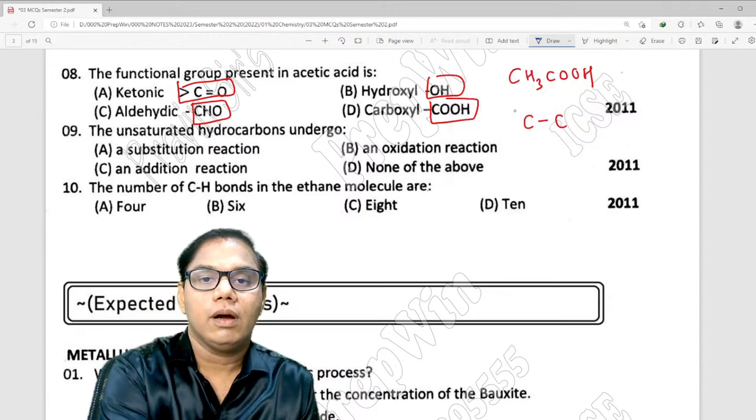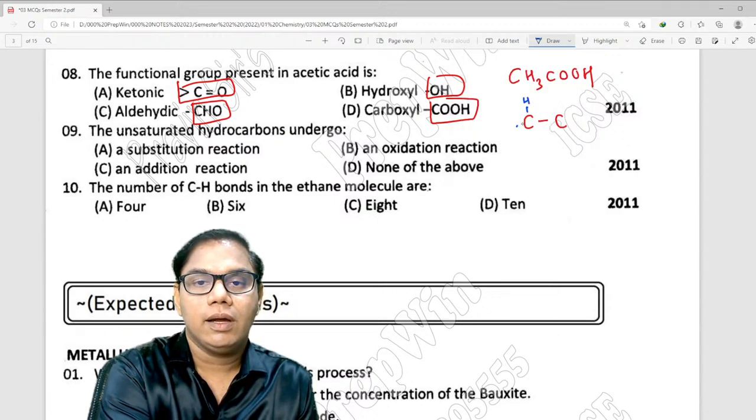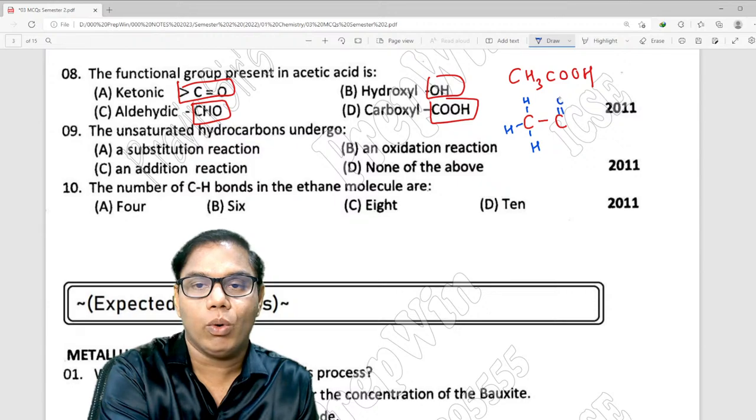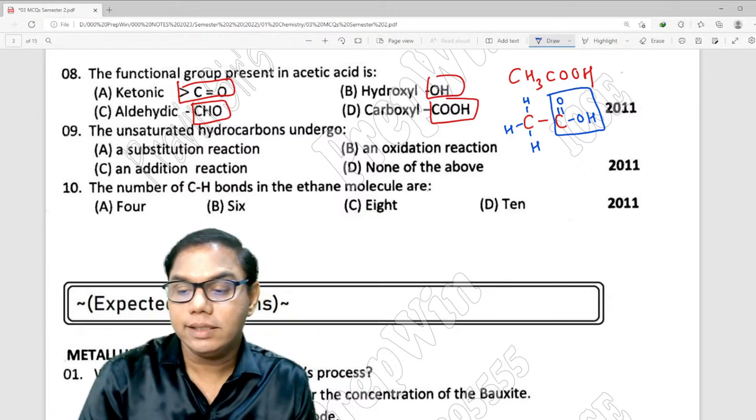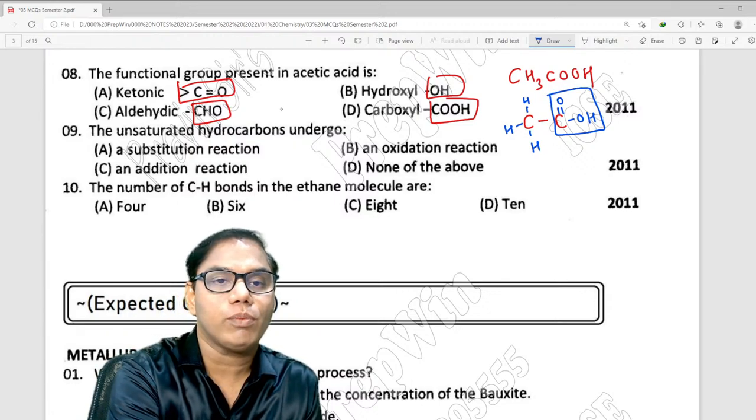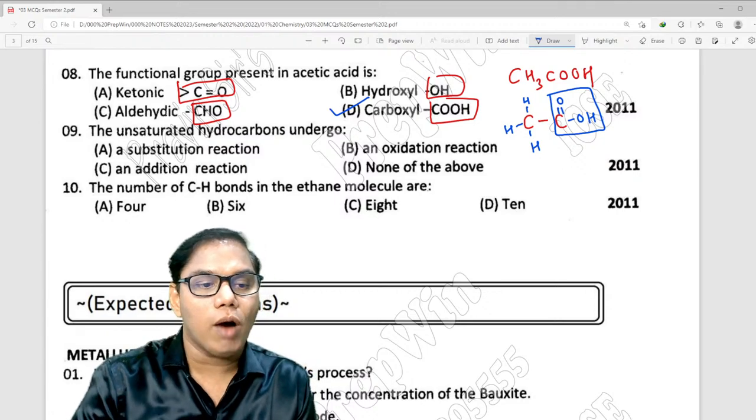For this first carbon, hydrogen, this H, this is CH3. And how is this carbon attached? Double bond O, and this is OH. This is carboxylic acid. This is a structural formula. So the correct option is option D.